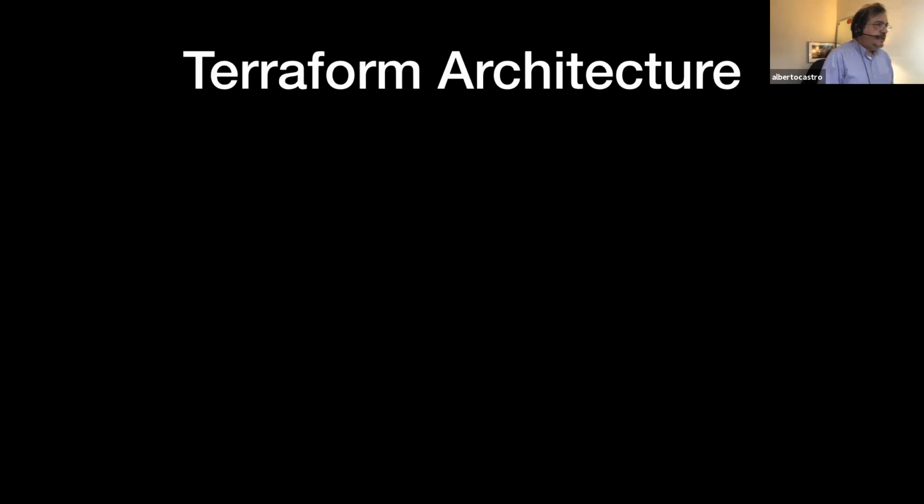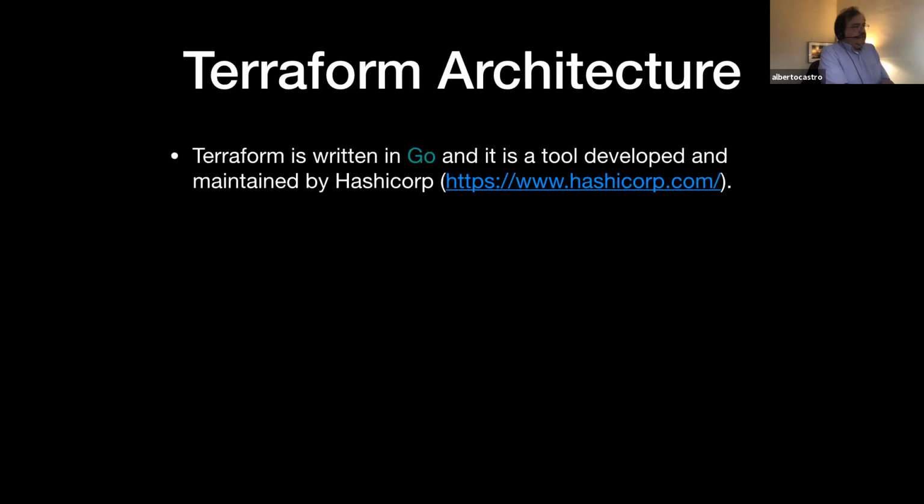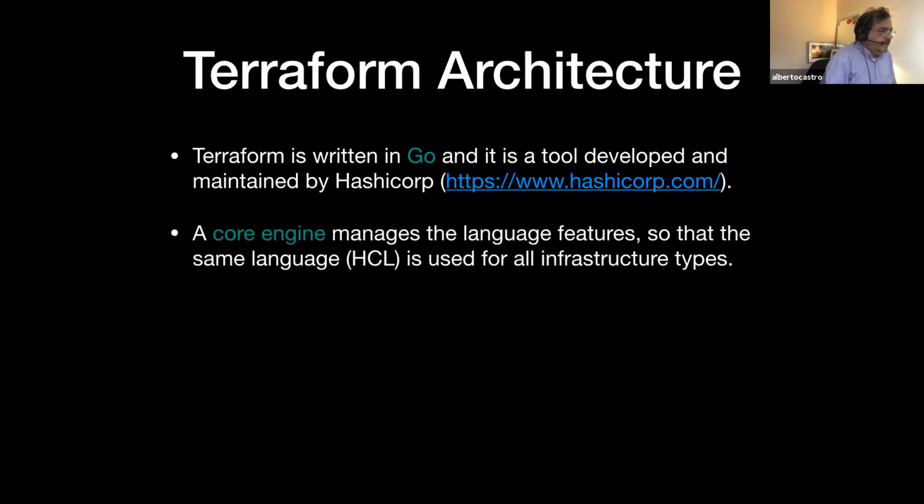So let's talk a little bit about the Terraform architecture. Now you've seen how this thing works. Let's see how it's behind. Terraform is written in Go, and it's a tool developed by HashiCorp. HashiCorp also has other really useful products, for example, Vault, Nomad, Consul and Packer, etc. It's a lot of really interesting products that HashiCorp creates.